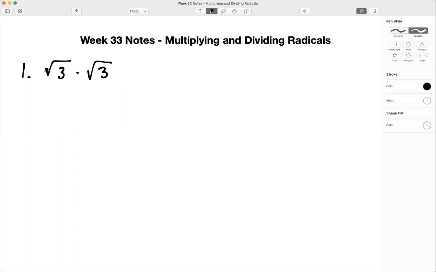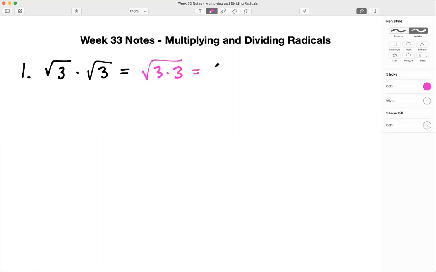Now, if you remember, you can take square roots and you can divide them. If whatever's under the square root has factors, you can write it as factors. And then you can also combine it back together. So this is also true of this problem.